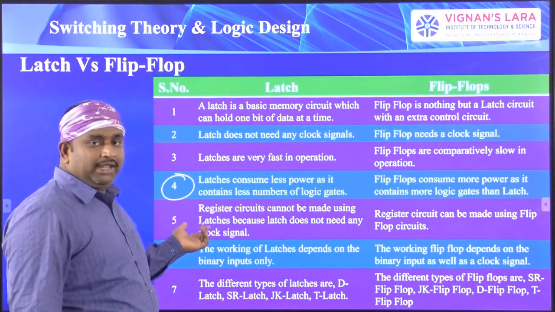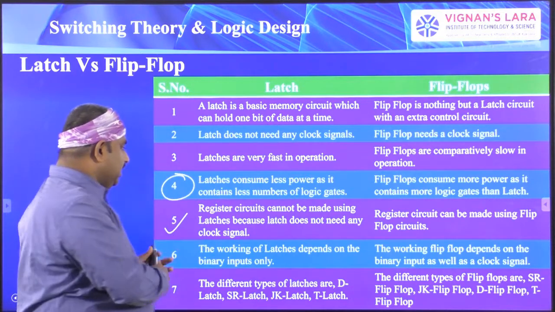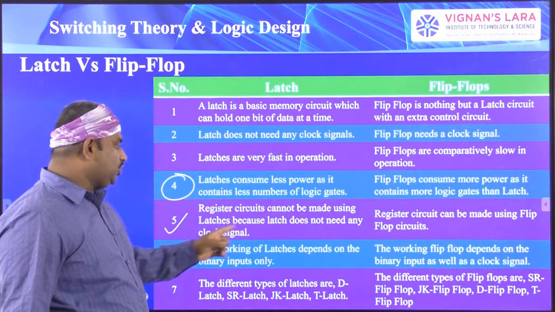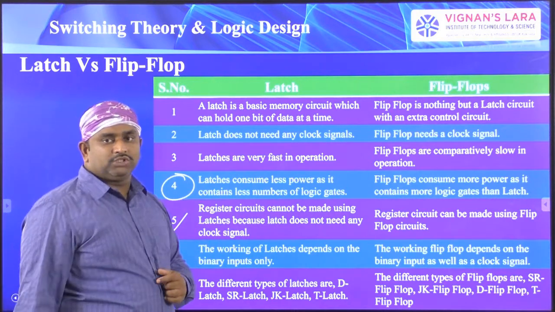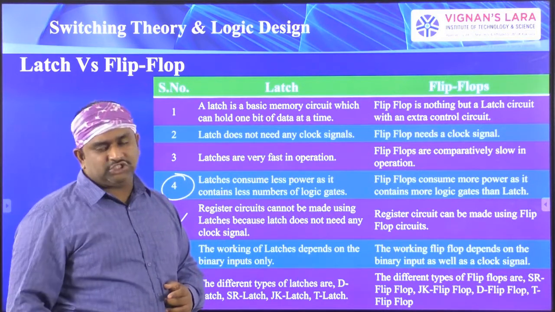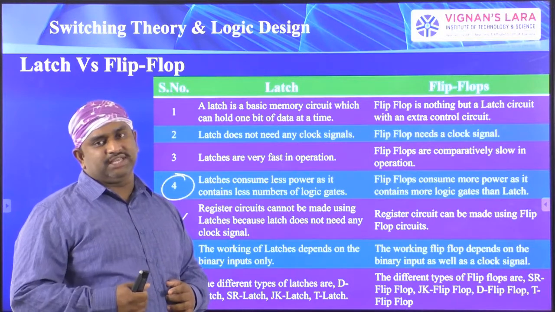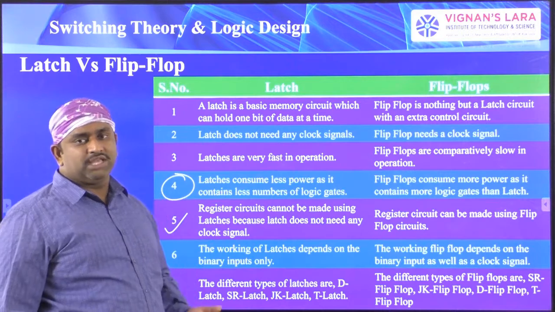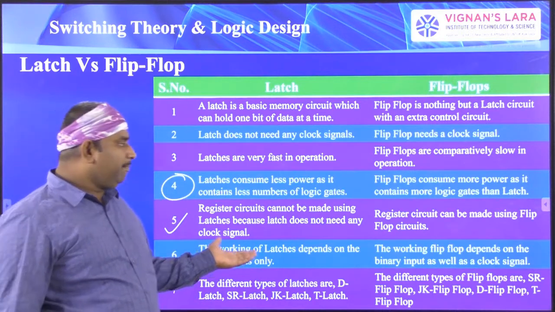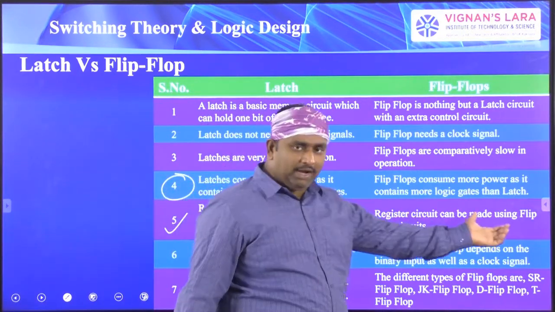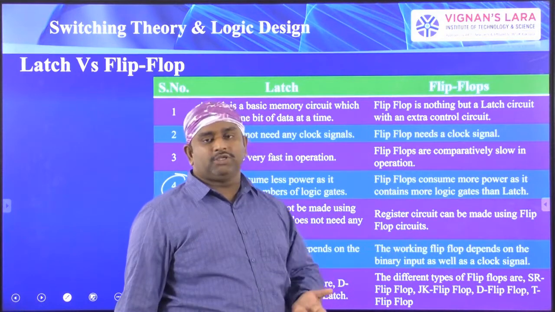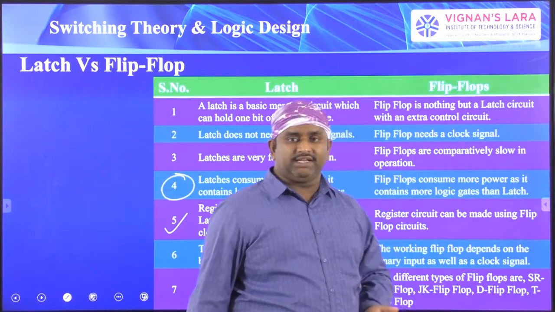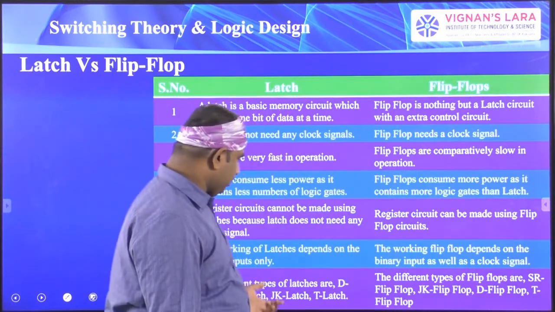Okay, right. Next, coming to the fifth difference. Register circuits cannot be made using latches because a latch does not need any clock signal. So generally, when you are framing the registers, that is data storage devices, we cannot use latches. It has some drawbacks because it doesn't have any clock signal. But register circuits can be made using flip-flops because of the clock signal. This is very, very important.